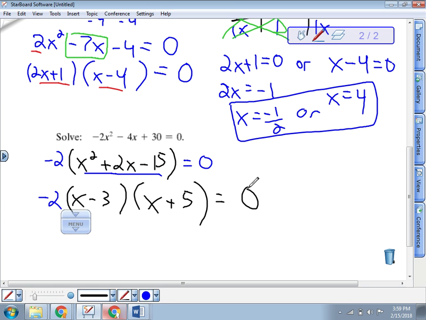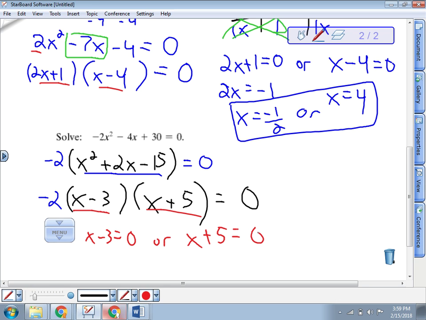Now, I only have to set the factors that have a variable equal to 0. So that would be this one and this one. This negative 2, what I'm really doing is dividing it out from each side, but 0 divided by any number is 0. So I don't have to worry about that negative 2 now. Then I just set x minus 3 equal to 0 or x plus 5 equal to 0. One of those has to be 0 because if one of them is 0, the whole thing's 0.